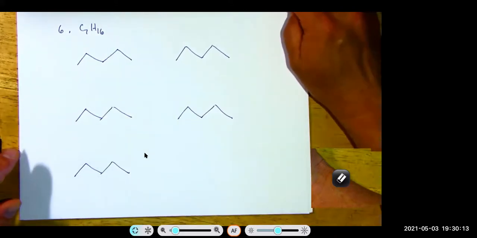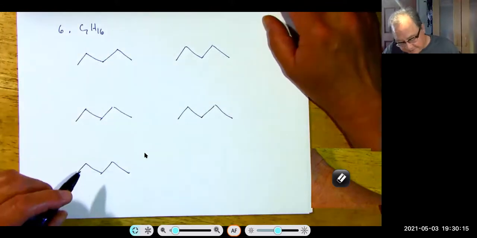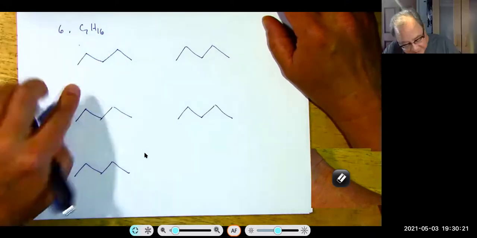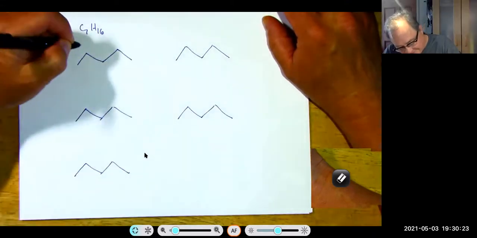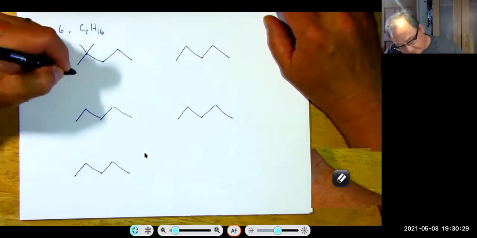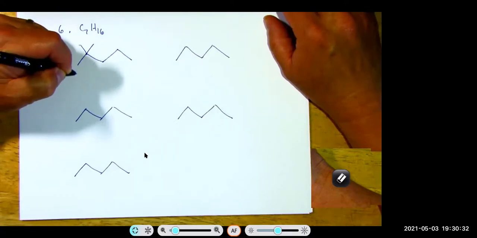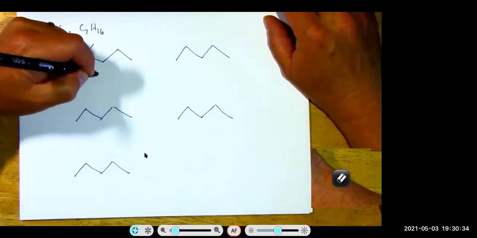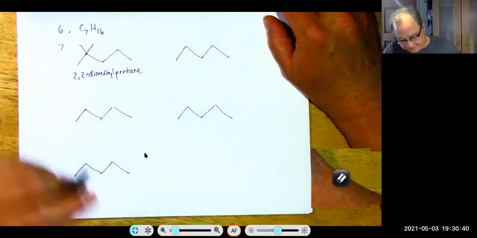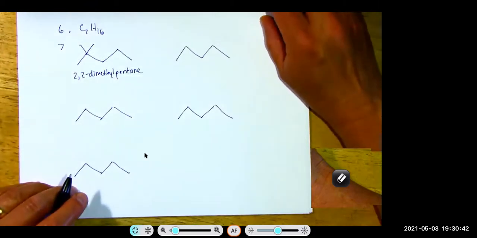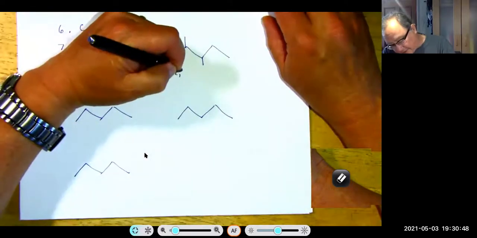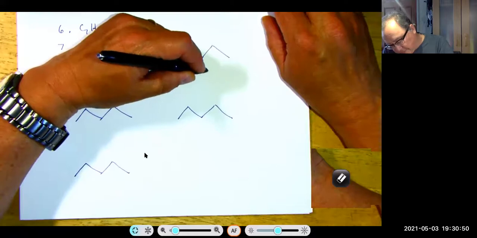So now we have to take 2 more carbons and put them on this. So put 2 on carbon 2. So what are you going to call that? 2,2-dimethylpentane. Yes, excellent. Now what are you going to do? Keep one of the methyls on carbon 2 and move the other one to carbon 3. So this is 2,3-dimethylpentane.